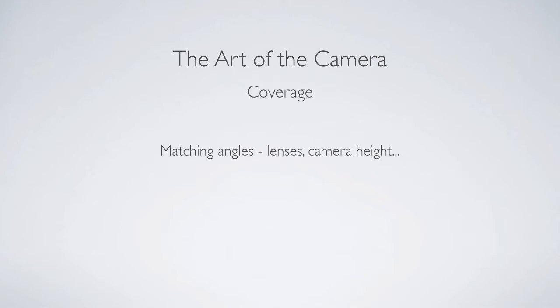What you really want to do when you shoot, whether it be an over-the-shoulder or a close-up of one character, is make sure that you match the angle, which includes using the same lens, the same camera height, or at least a complementary camera height, so that they don't jump.